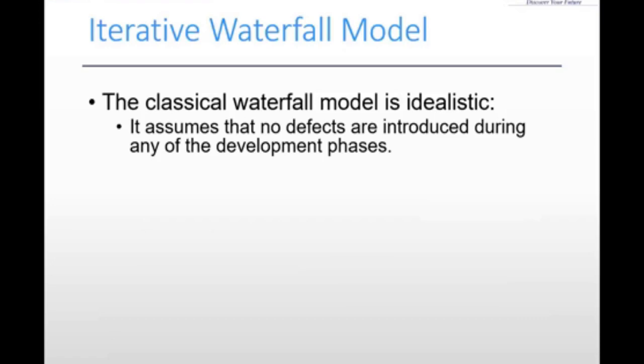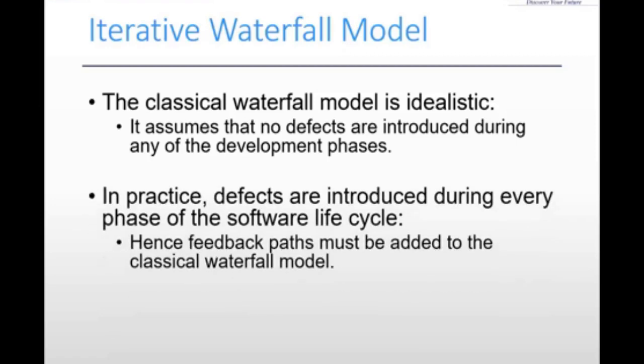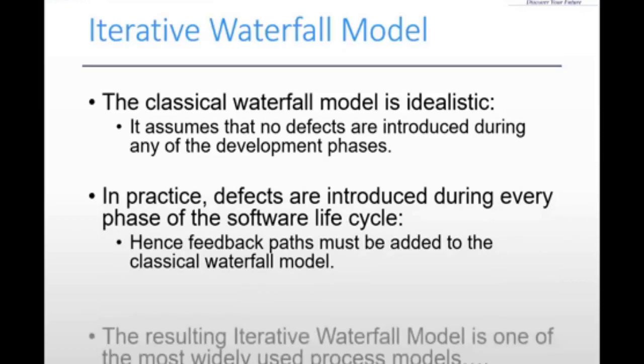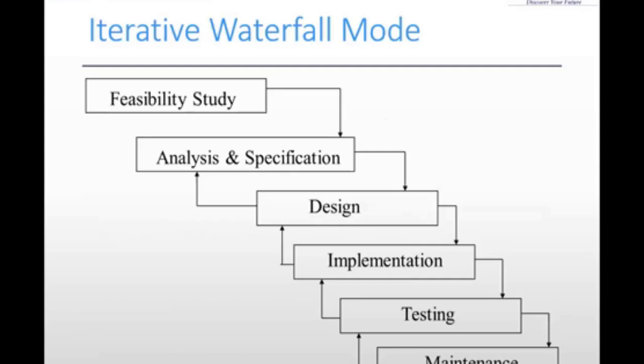So therefore, in order to cater to this particular disadvantage, in order to fix this one, we have the iterative waterfall model, right? Normally in practice, in the intermediate steps, there are some issues. So if we can go to the previous phase and easily fix that, we can do it with much less money, less time, less cost, and less effort, right? So here we added the feedback paths to the classical waterfall model, right?